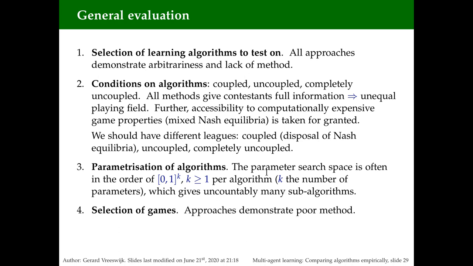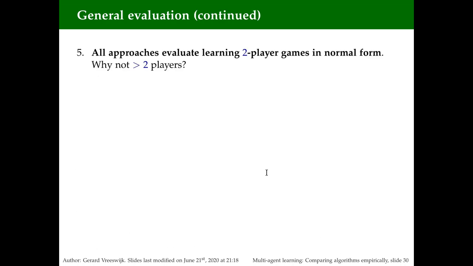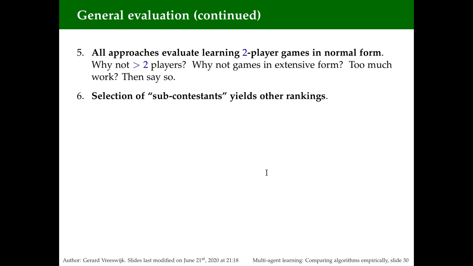Then the selection of games. The approaches demonstrate a poor method and are rather arbitrary. So their justification of choices is weak and subjective. They test on 2x2 games, but why not test on 2x2 games for more than 2 players? So 3 players where each player has 2 actions. And why not test on games not only in normal form but in extensive form? And then if that's too much work, then say so in your paper. Do not be silent about it.